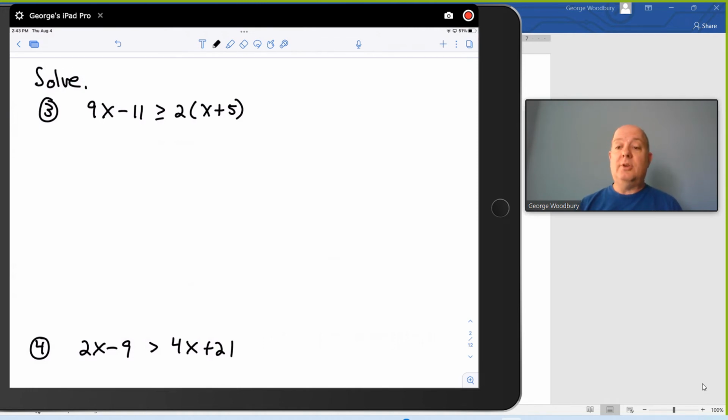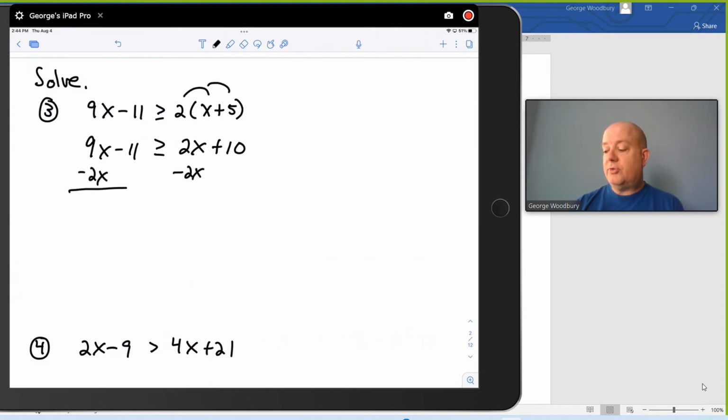Okay. This problem has a little bit more to it, but it's just like a linear equation. We'll begin by distributing the 2. 9x minus 11 is greater than or equal to 2x plus 10. Now, when we were solving linear equations, I suggested that you try to move x terms to where they would have a positive coefficient. With inequalities, I'm going to reverse that. I always want to see the variable on the left-hand side, even if I have to divide by a negative coefficient. Here, it's not a problem.